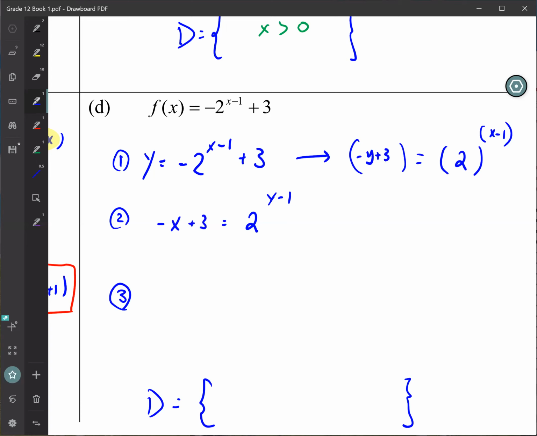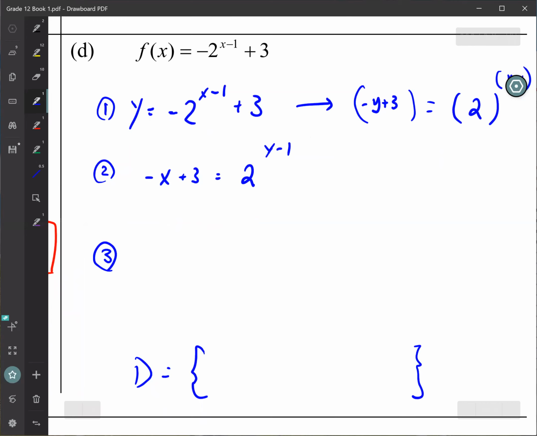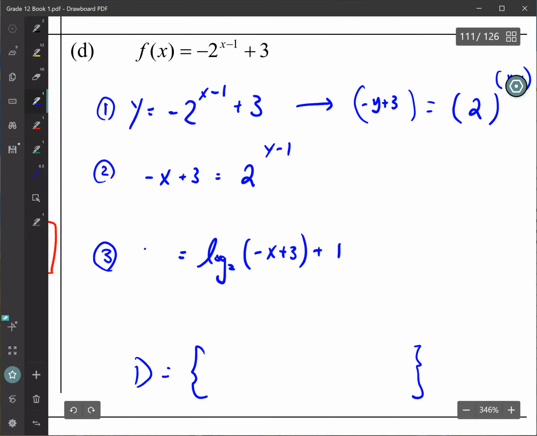And Tiana, can you tell us what you have after the counter-clock? Log 2 bracket negative x plus 3 bracket plus 1. Okay, plus 1, very good. So you already moved the minus 1 over, right? Okay. Last thing is the domain.